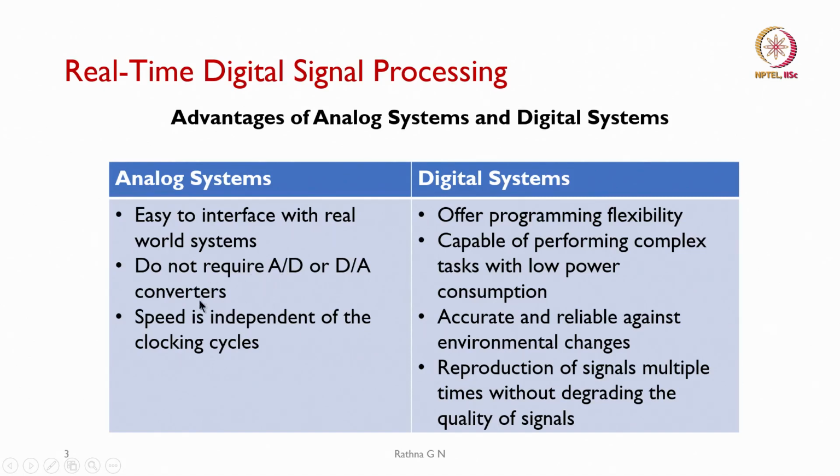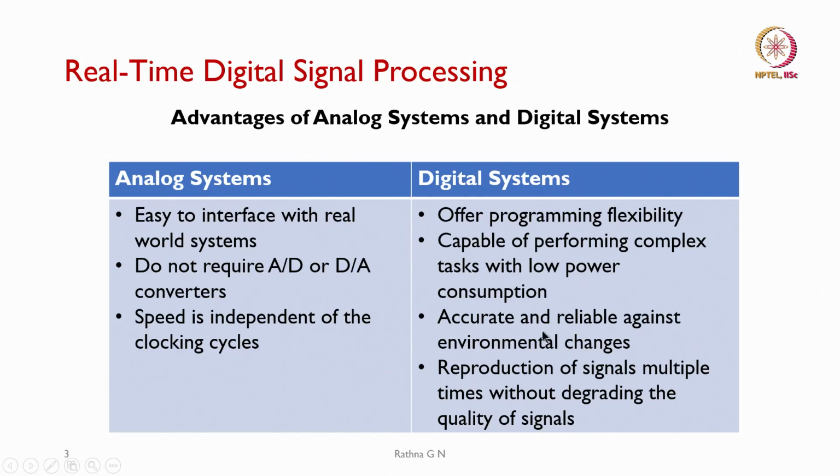And then the speed is independent of the clocking cycles. So, there is no need to sample the signals, whereas in the digital domain sampling has to be done, and it depends on the sampling frequency and the frequency components present in the input signals. So, one of the advantages in this case is that it is accurate and reliable against environmental changes.